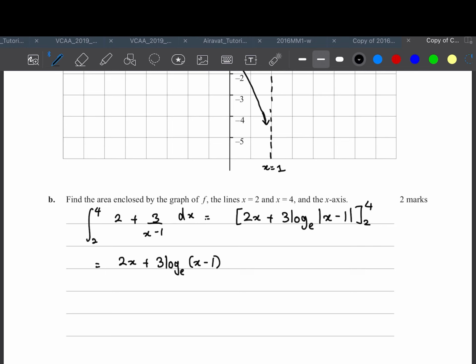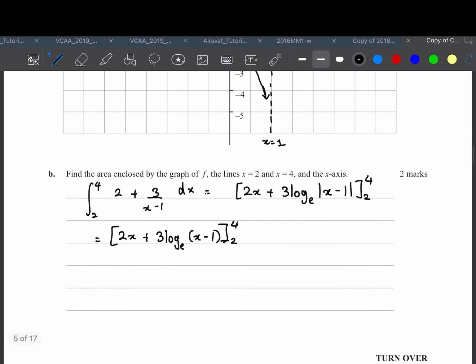Now in methods, you can just take the modulus as positive, it's fine, but in specialist maths, you have to be very careful about it. I'm not going to go into too much detail because it's just methods, but just a heads up. Alright, so again, not forgetting our terminals, 2 and 4.